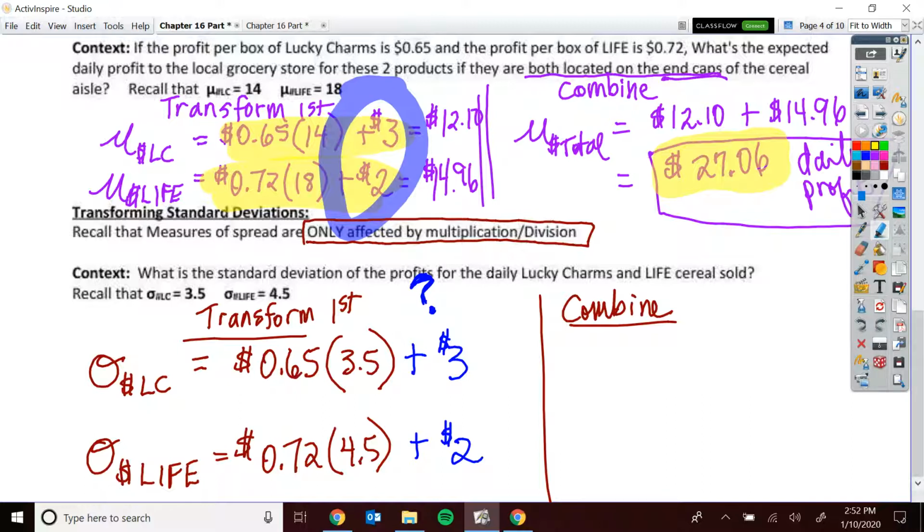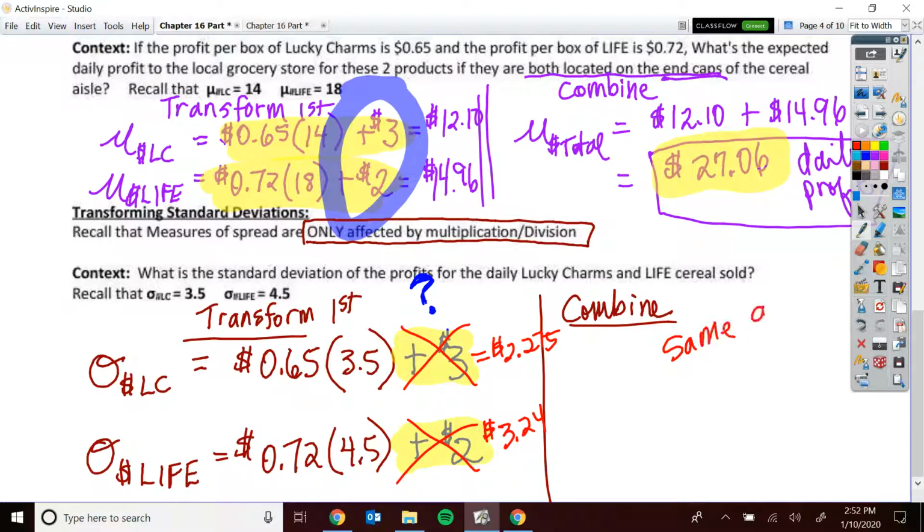What have you noticed? Good. Because should this transformation affect the standard deviation? No, it does not. The +3 and the +2 do not affect the standard deviation. Therefore, this is the same as what we had at the top of the page earlier, where we then just had those numbers. So it's going to be the same as the top where we had no shift.